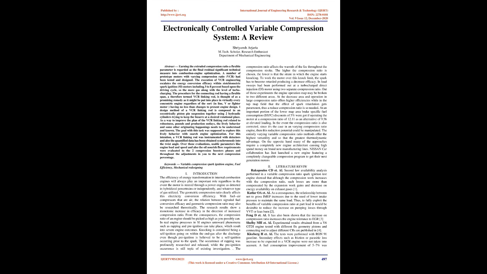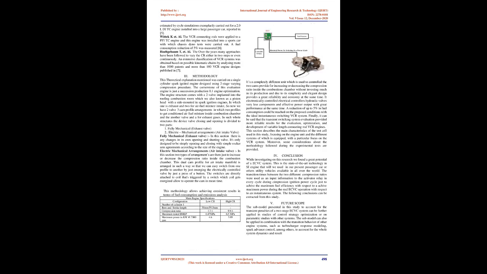From those experiments, the engine operation map can be divided into two different areas. In the lower area, operation at high compression ratio offers higher efficiencies, while in the upper map area the effect of spark retardation becomes paramount, so a reduced compression ratio is needed. In an important portion of the lower map area, break-specific fuel consumption, BSFC, reductions of 5% were obtained when operating the engine at a compression ratio of 12.11 instead of 9.56 at elevated loading.